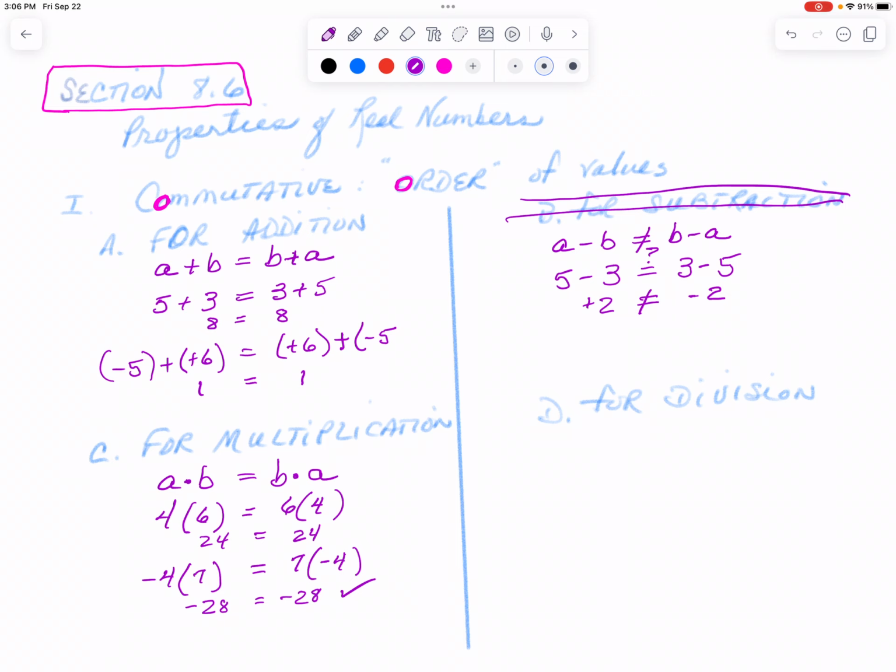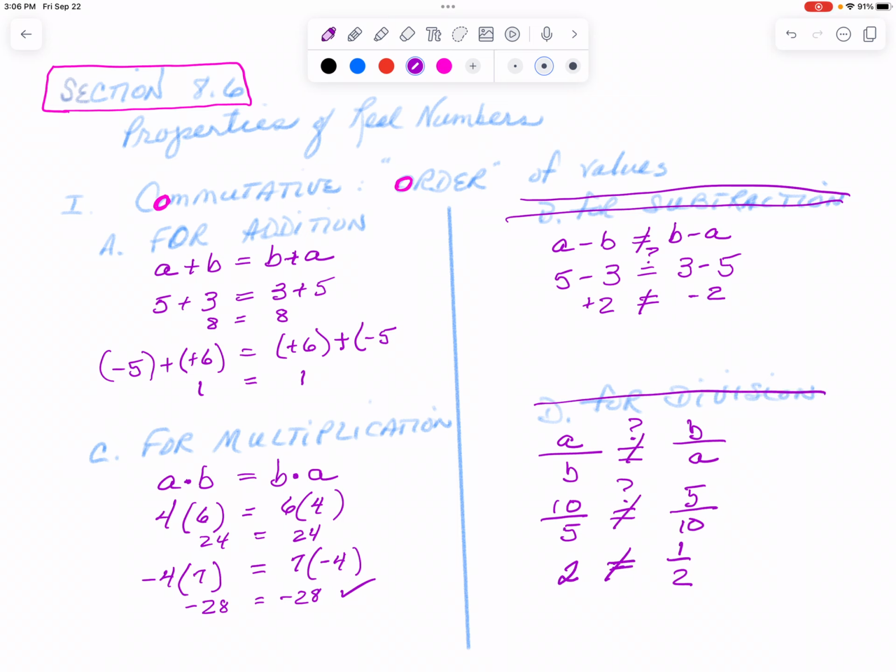Does it work for division? Is A divided by B the same thing as B divided by A? Let's try a simple example. Is 10 divided by 5 the same thing as 5 divided by 10? On the left side, 10 divided by 5 is 2. On the right side, 5 divided by 10 is 1/2. These are definitely not equal. So again, there is no commutative property for division. It only exists for addition and for multiplication.